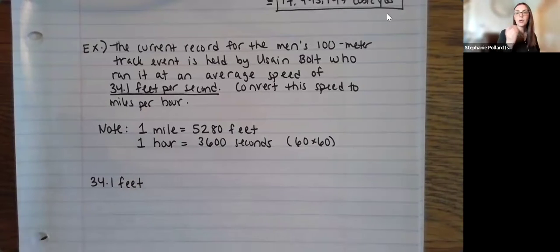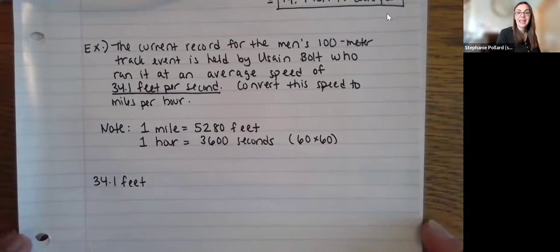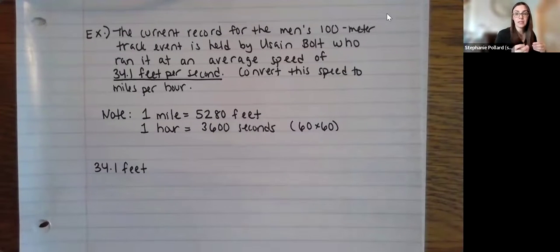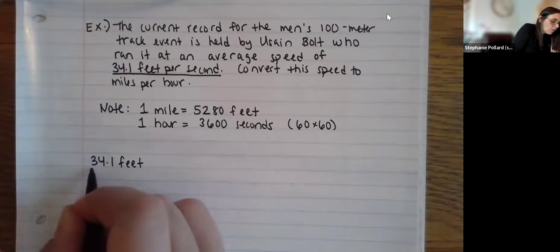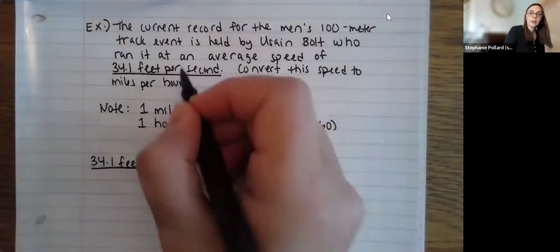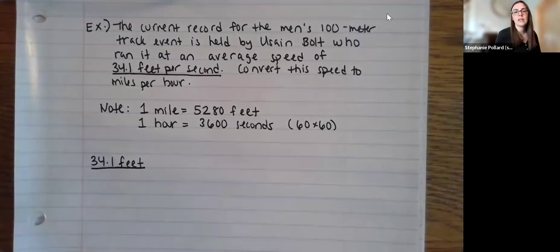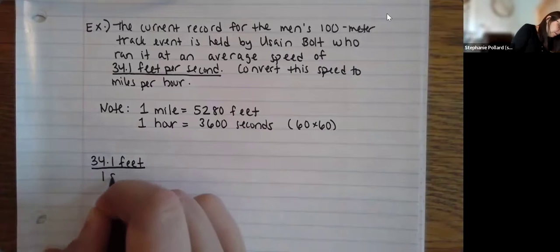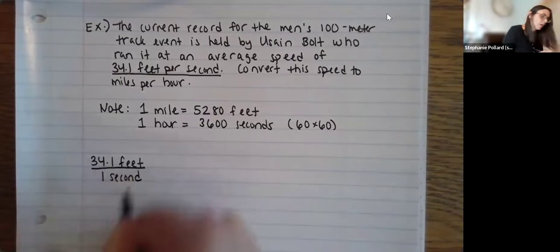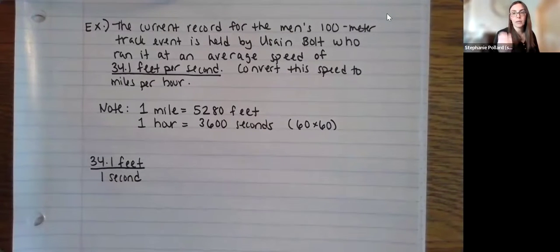Now, when we say per second, there's actually a hidden division there. That word per is division. So this is actually over. And when there's no number, there is a 1. So if I say something like per second or per hour, and I don't give any numbers in there, there's a 1 there. So this means this. So 34.1 feet per second.